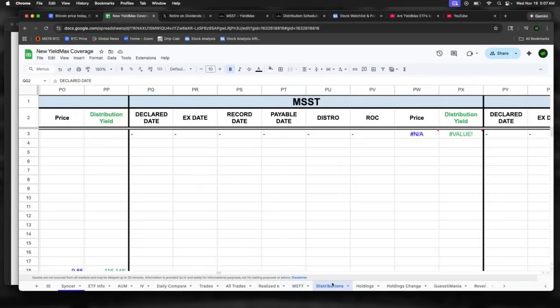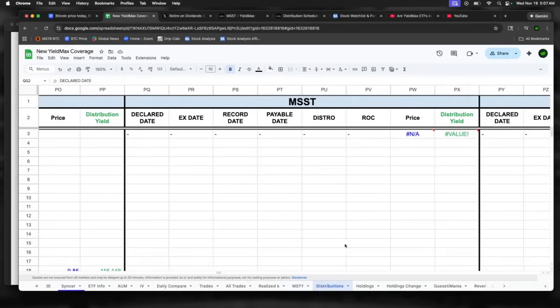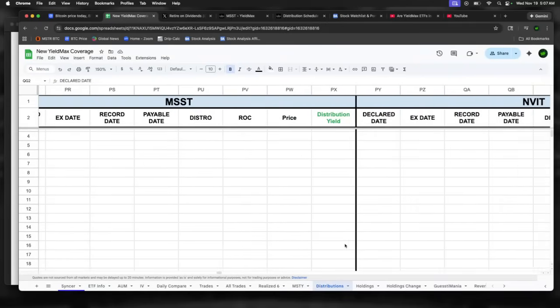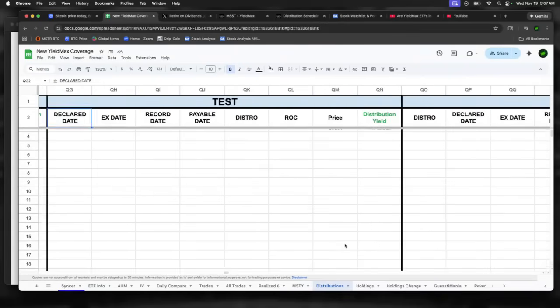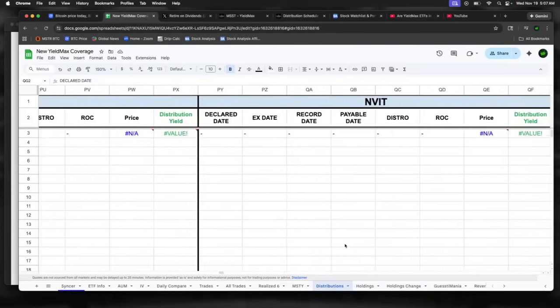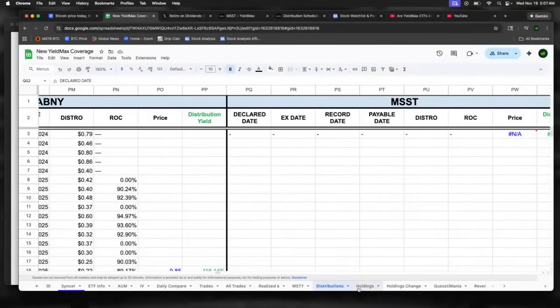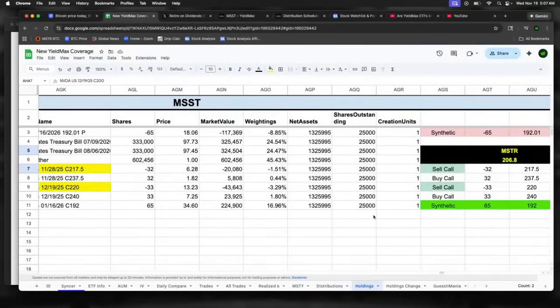MSST tab, nothing to cover there today. They got added to the distribution here. There are no distributions, so hopefully they'll fill in. I'm not sure why this file duplicated MSST all the way across, but it doesn't matter. That's not your problem, that's my problem. All right, and then we've got the holdings.